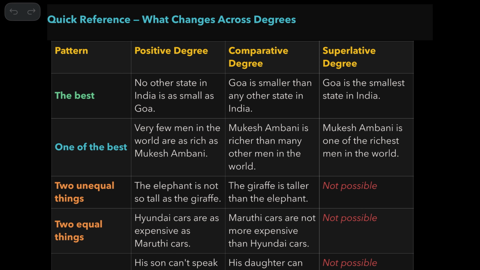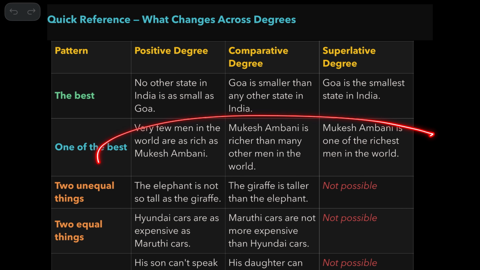Okay, in this pattern, there is only one thing or person who is best. For example, here Goa is the smallest. Nothing else can be compared to Goa as far as size is concerned. But if you see the next three sentences: Very few men in the world are as rich as Mukesh Ambani. Mukesh Ambani is richer than many other men in the world. Mukesh Ambani is one of the richest men in the world.